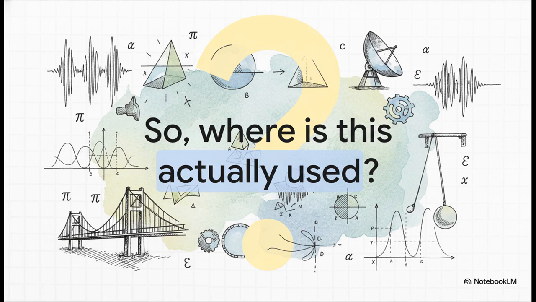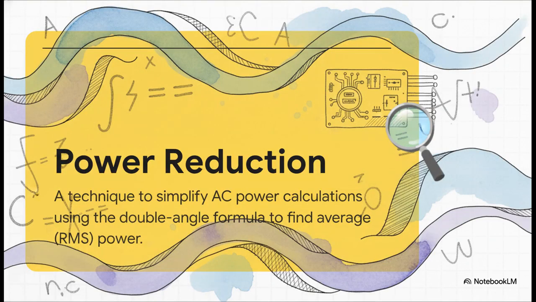Okay, so we've learned the formulas, we've run through some problems, we know the big mistake to steer clear of. But the big question remains, does any of this actually matter outside of a math test? And the answer is a huge, resounding yes. Take electrical engineering, for instance. When they calculate the power flowing through an AC circuit, the math gets messy. We're talking squared sines and cosines all over the place.